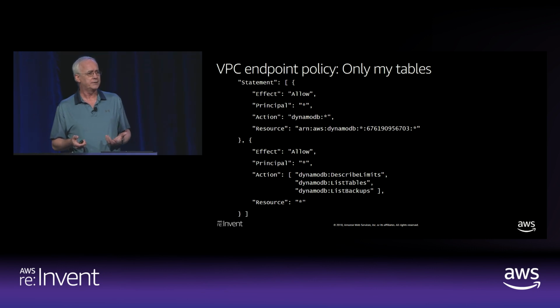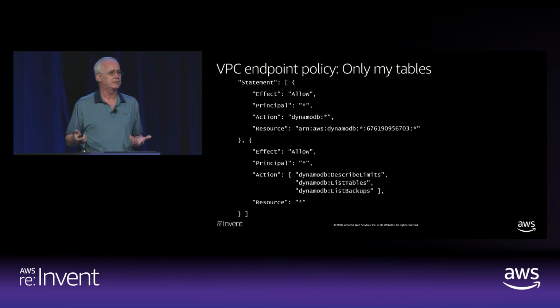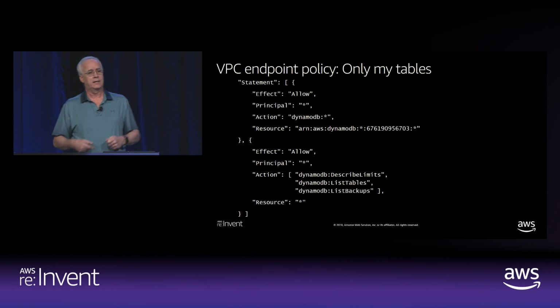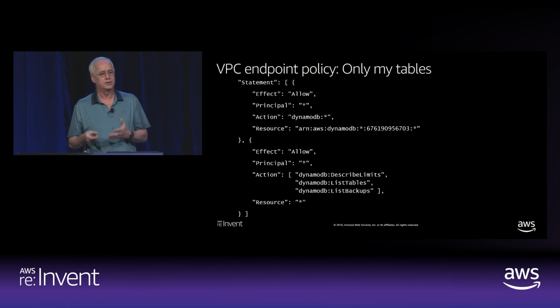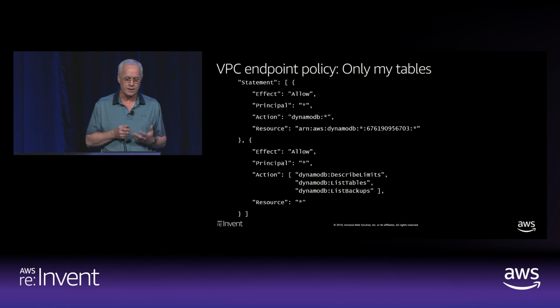And why might you want to do that? If you're concerned about data exfiltration, any AWS credentials can work from any EC2 instance. And I'll walk through an example where a foreign Alice is able to access DynamoDB from within an EC2 instance in my account.